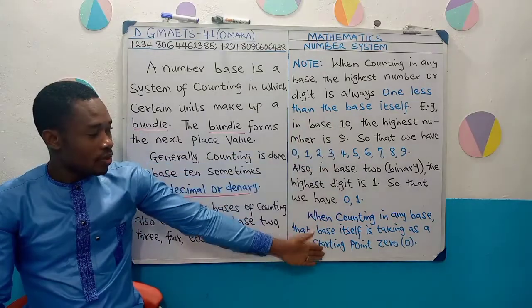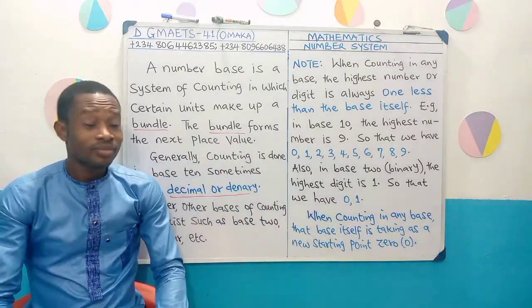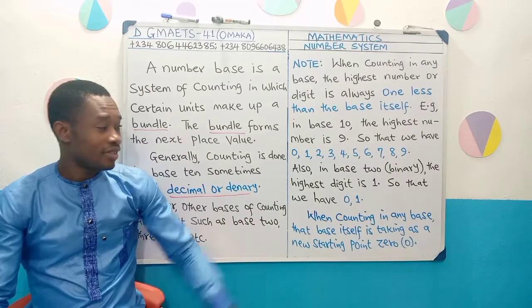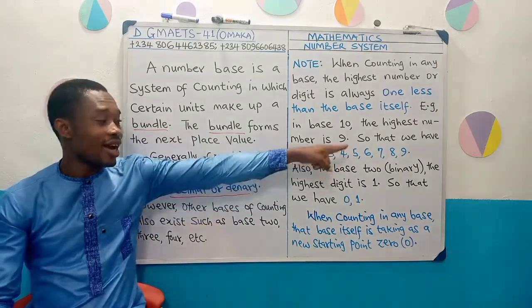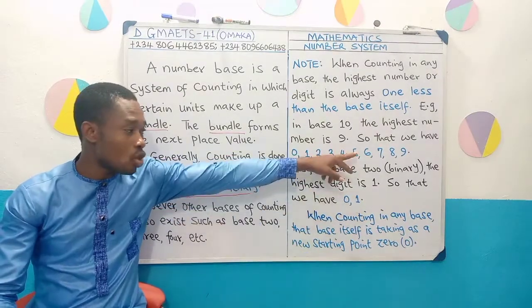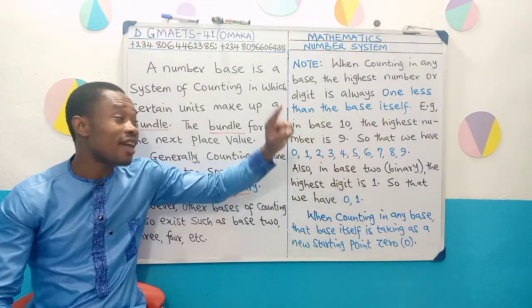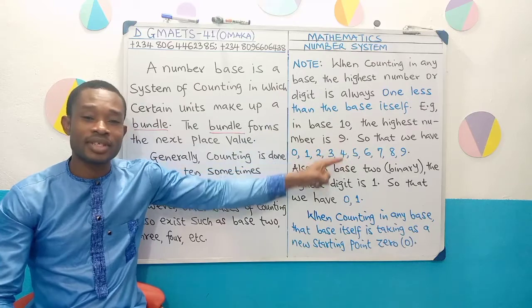Alright, so the note on the board here says more. Like this, you're counting in base 10. So you start from 0, 1, 2, 3. The highest number is what? 9. You can't go more than 9. You can't have 10 when counting in base 10.